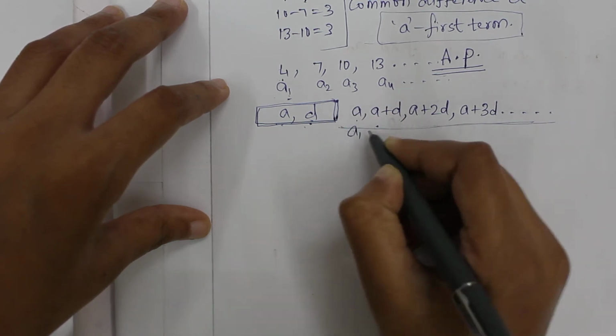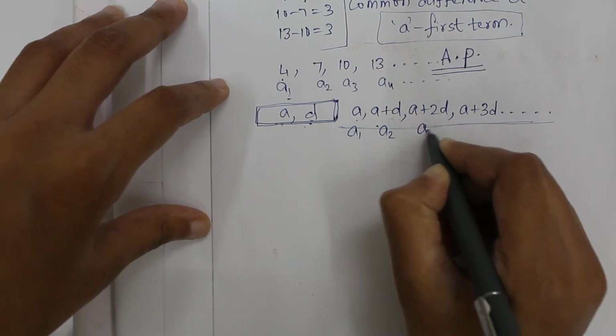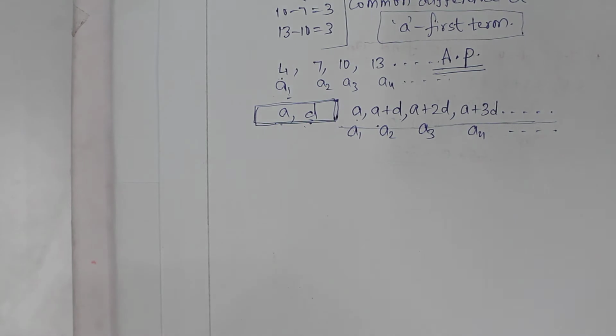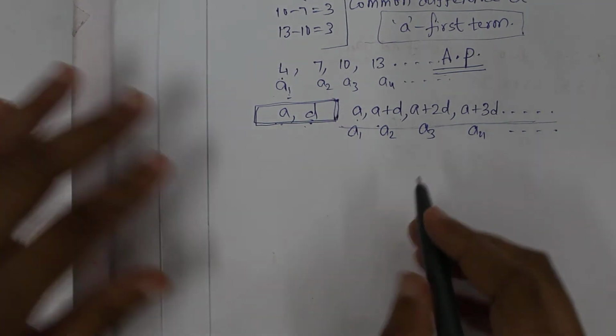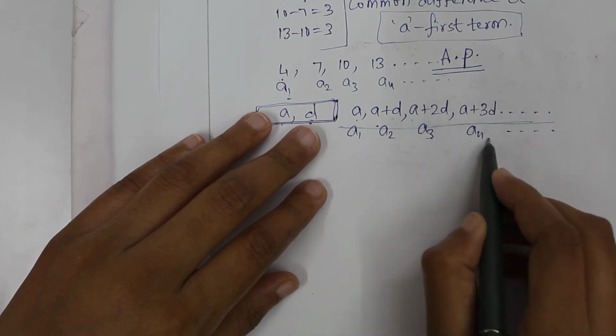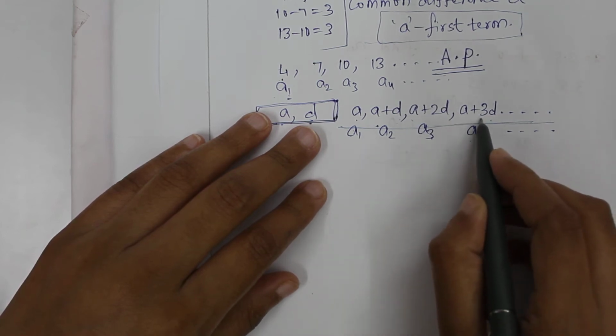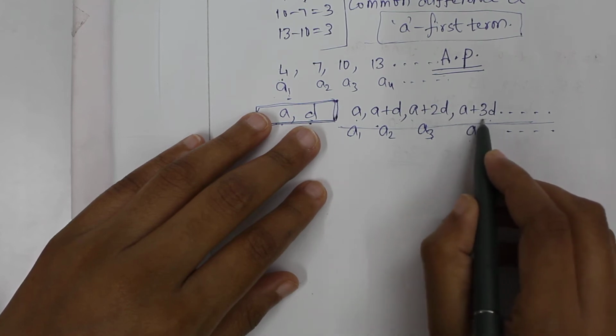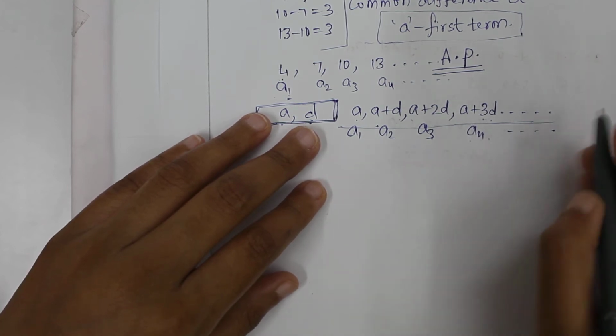So this is A1, this is A2, this is A3, this is A4 and it goes on. Here again, do you observe a pattern? A2 is A plus D, right? A3 becomes A plus 2D. A4 becomes A plus 3D. The number here is 1 less than the number of the term. So that is the pattern I want you to observe. So what will be A64?